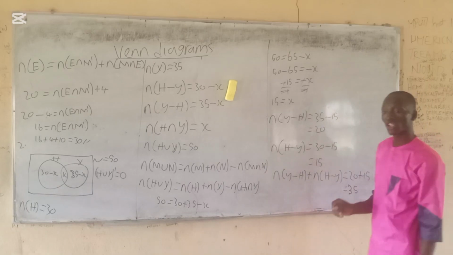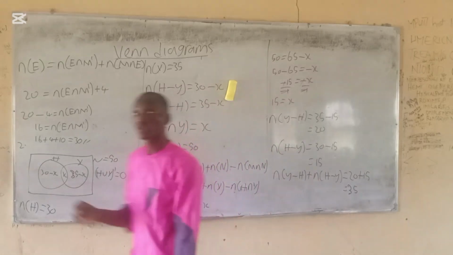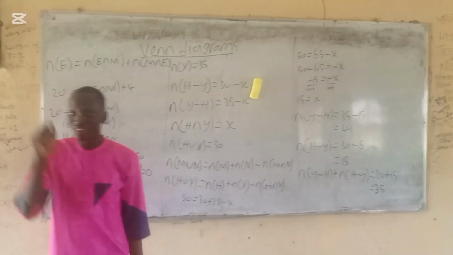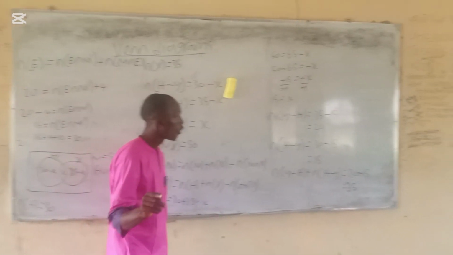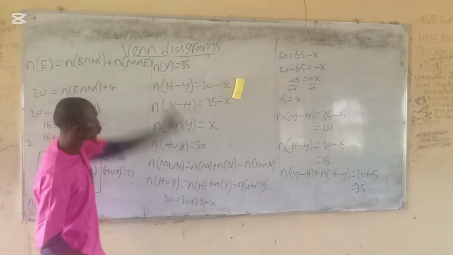Then the last question says, the number of students that speak not more than one language. Not more than one language. This is to add these two together.